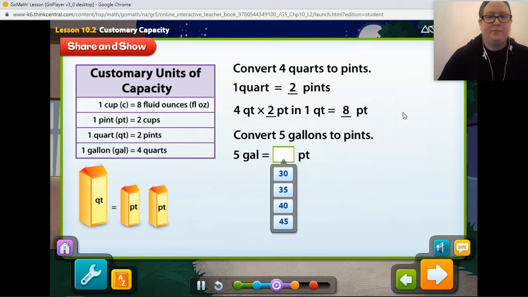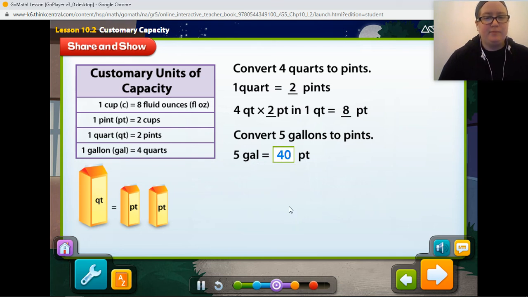Now convert 5 gallons to pints. Select your answer. Okay. So there are 4 quarts in a gallon. And we know that there are 8 pints in 4 quarts. So 8 times 5 is 40. Good job. 5 gallons is equal to 40 pints.